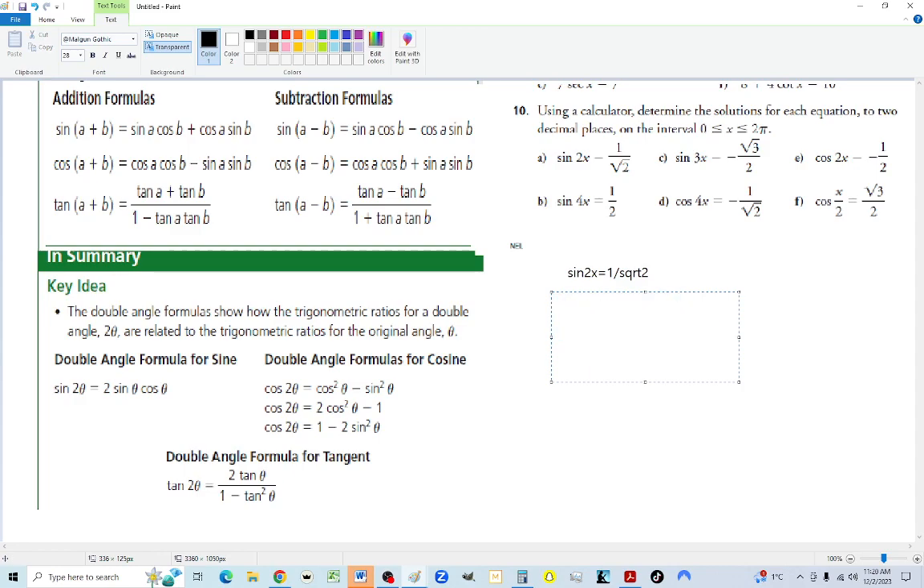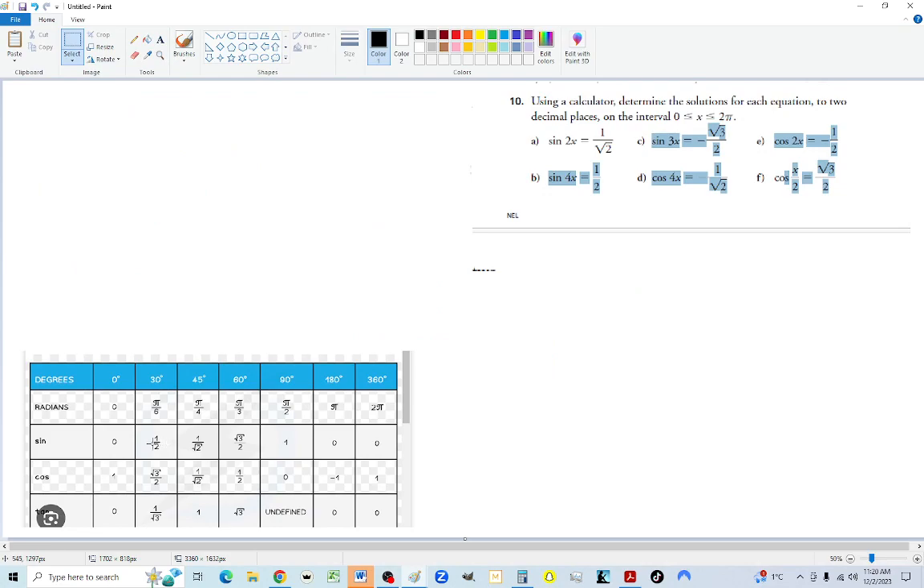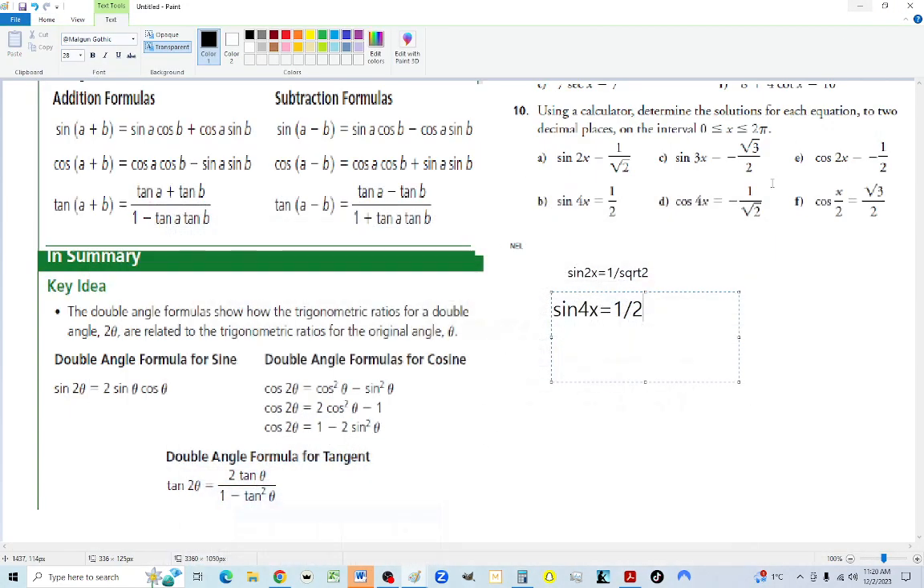What about this one? Sine 4x is equal to a half, but that looks familiar, doesn't it? That on our exact value table tells me that sine is a half when pi over 6. So if I said sine A is equal to 1/2, you'd say angle A is equal to pi over 6. But A is also equal to 4x. So 4x is equal to pi over 6. Multiply both sides by 1/4.